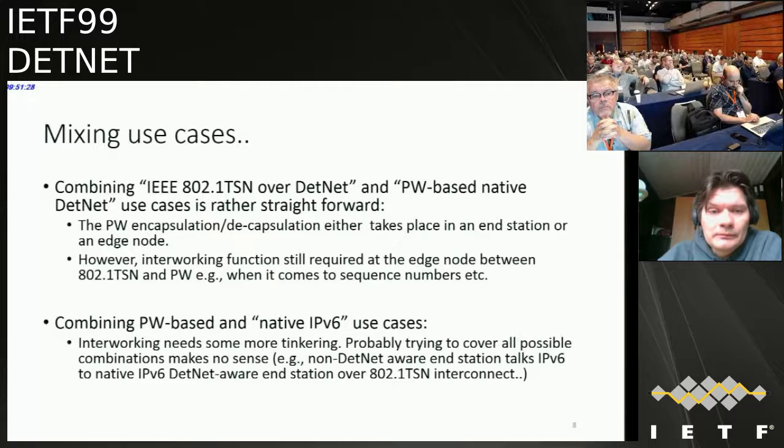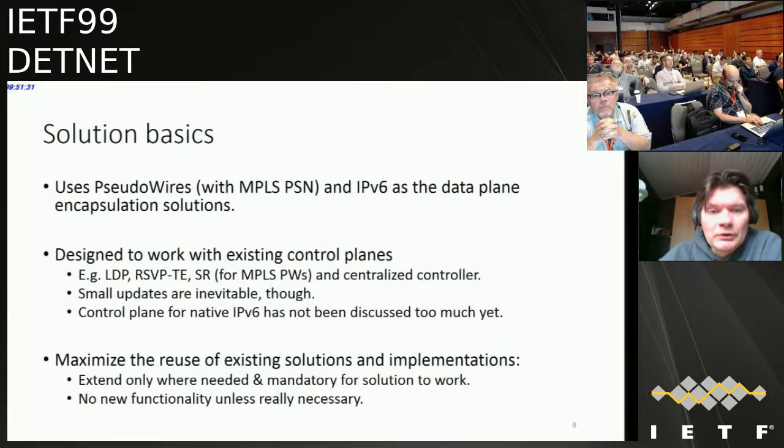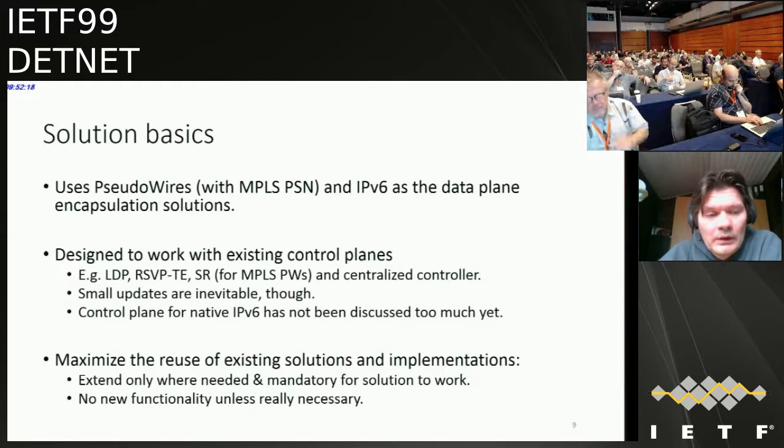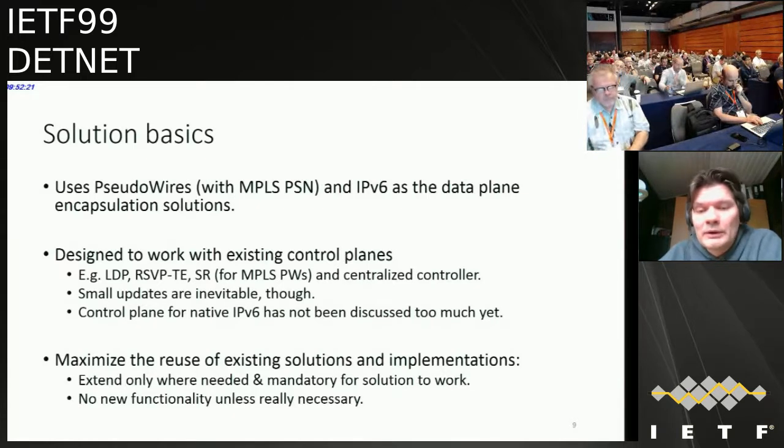Next slide, please. So the solution basics. We had the pseudo wires and IPv6 as the data plane solutions. As usually stated multiple times previously, we do not try to invent new stuff. So hopefully what we design, we can apply also the existing control plane with small tweaks and also the centralized controller model. And especially we want the delta from the existing deployed software and hardware to be as minimal as possible. That actually kept our invention level quite low.